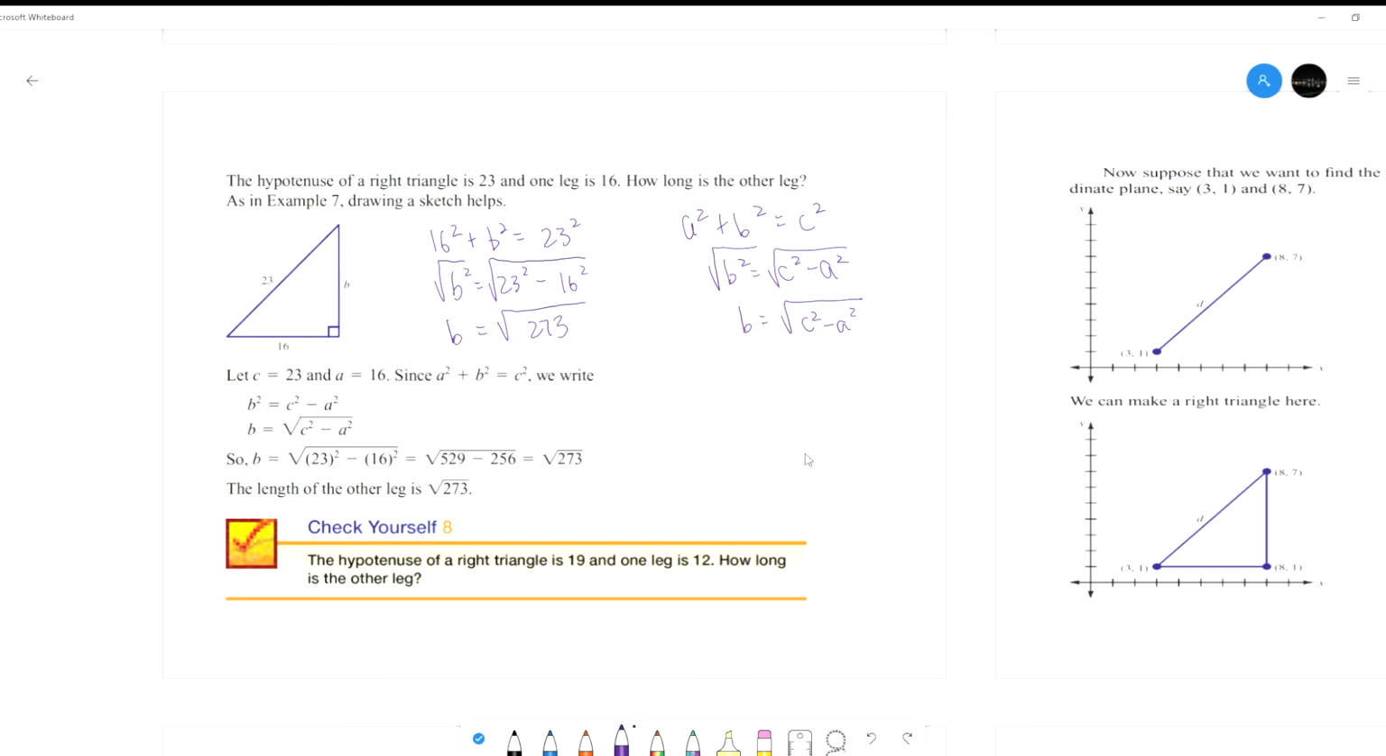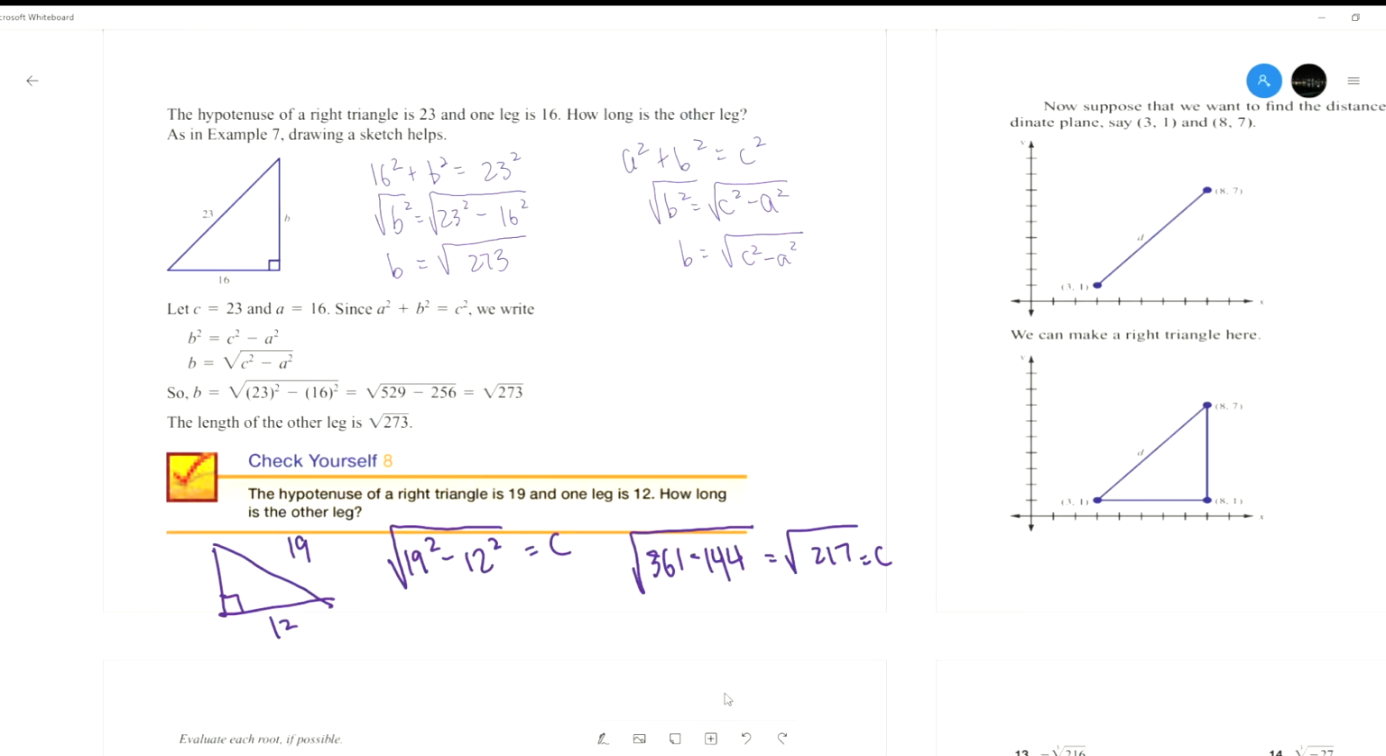Okay, so just make sure when you read the problem, read carefully. Make sure you know whether the number given to you is either a hypotenuse or a leg, because that would significantly change your outcome. Okay, so please check yourself 8.